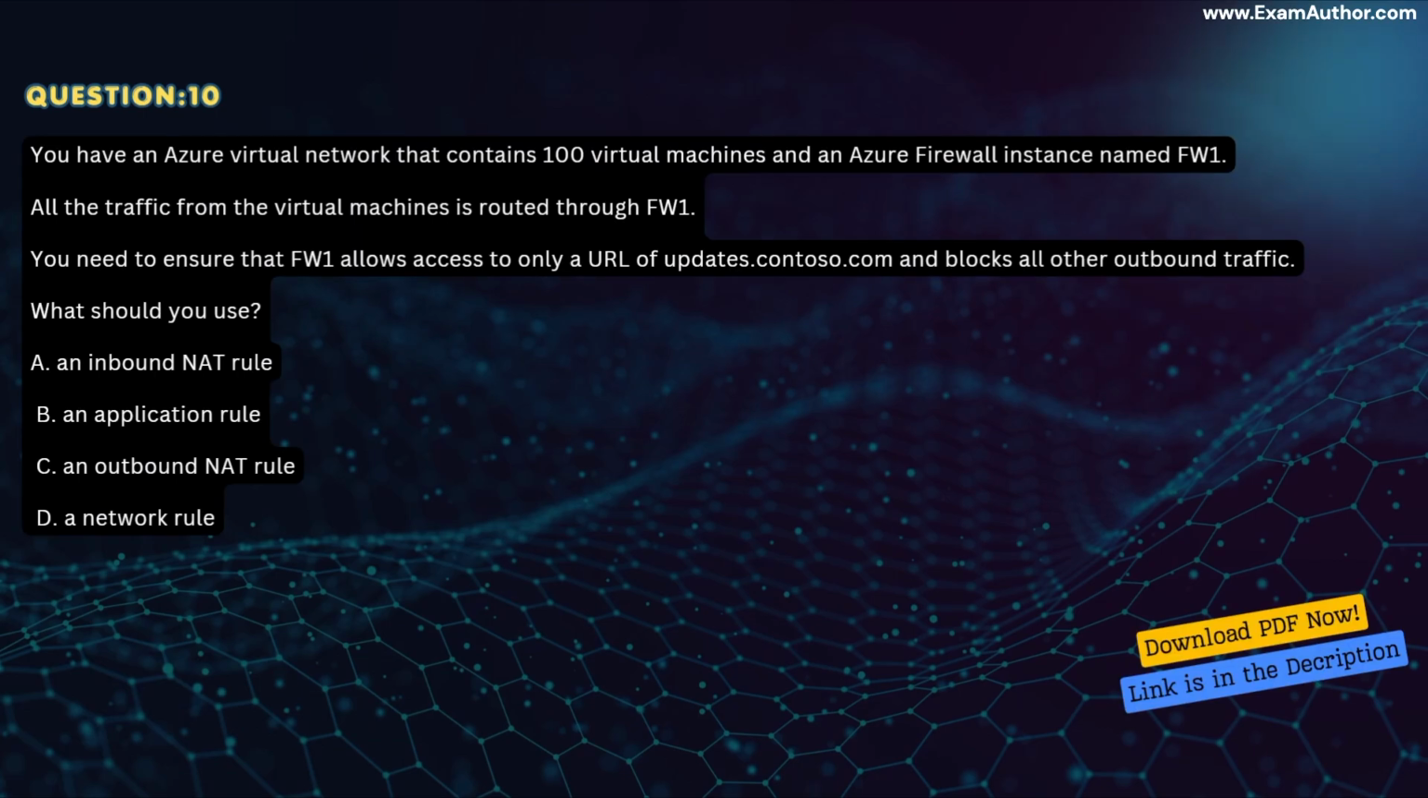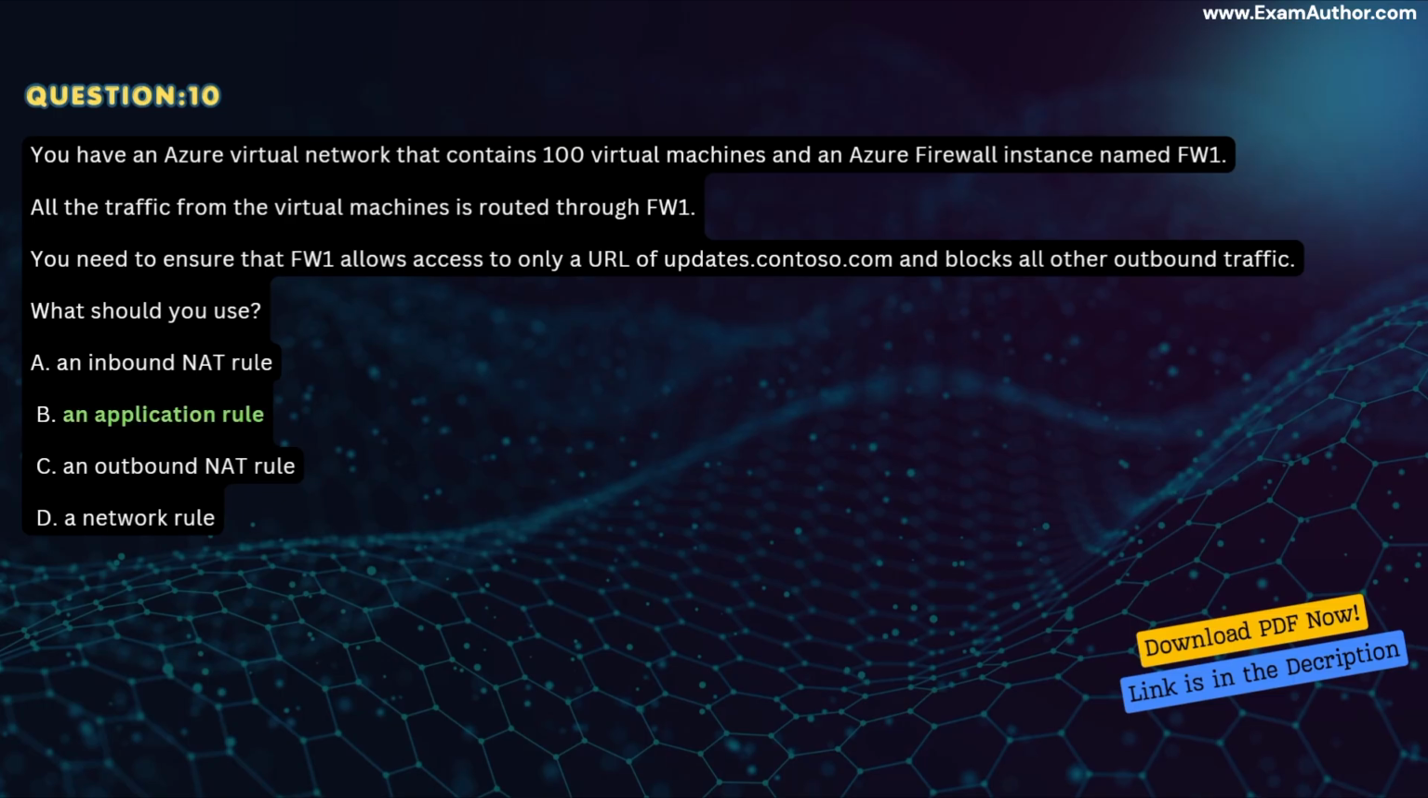Question 10. You have an Azure Virtual Network that contains 100 virtual machines and an Azure Firewall instance named FW1. All the traffic from the virtual machines is routed through FW1. You need to ensure that FW1 allows access to only a URL of updates.contoso.com and blocks all other outbound traffic. What should you use? A. An inbound NAT rule. B. An application rule. C. An outbound NAT rule. D. A network rule.